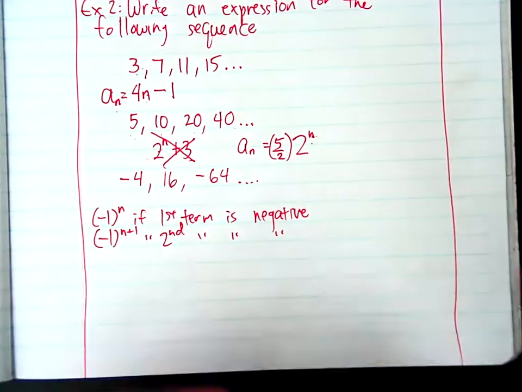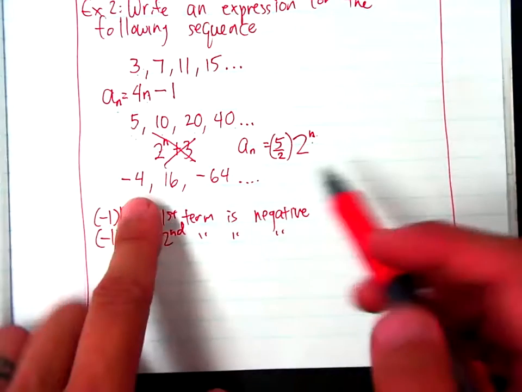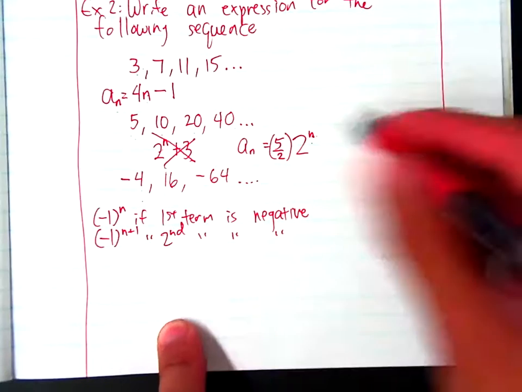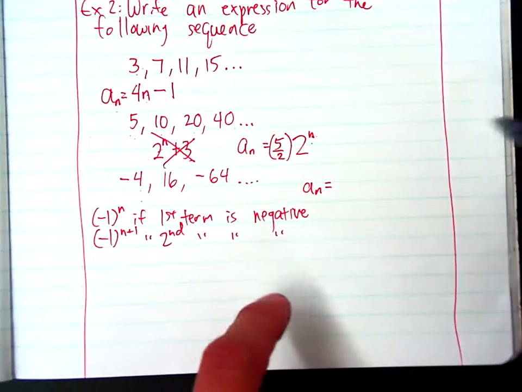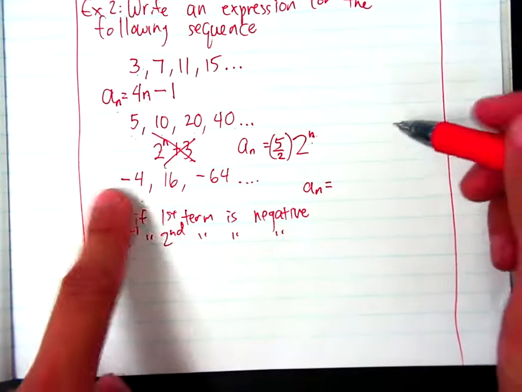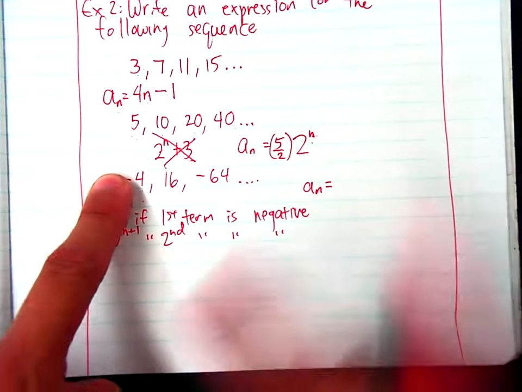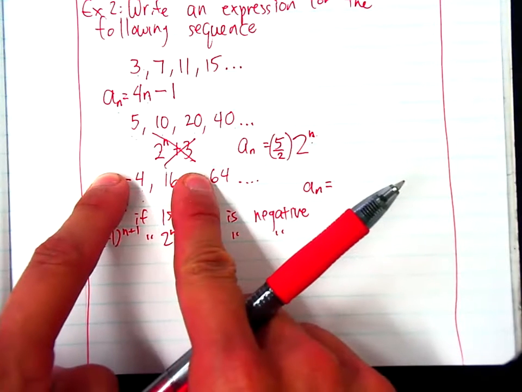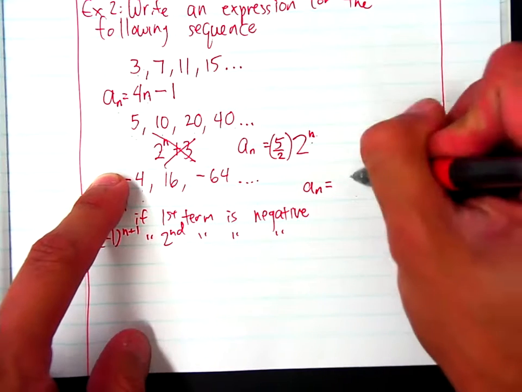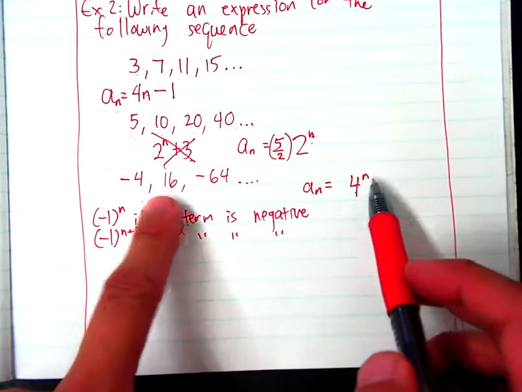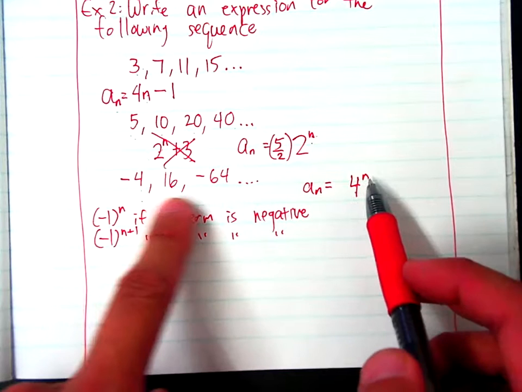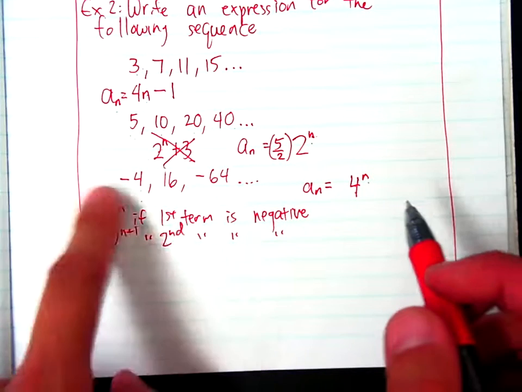Okay? So if I look at this, my first term's negative, so I'm going to write a rule for this. So it'll be a sub n. Let's do the number part first. So forget the negative sign. It's multiplied by 4, so it's 4 to the n. So if I plug in 1, do I get 4? Yes, I do. Plug in 2, I get 16. Yes, I do. Plug in 3, I get 64. Yes, I do. Now I have to take care of the negative sign.